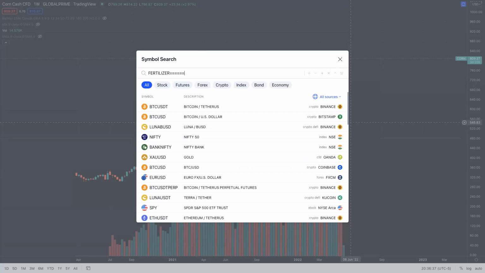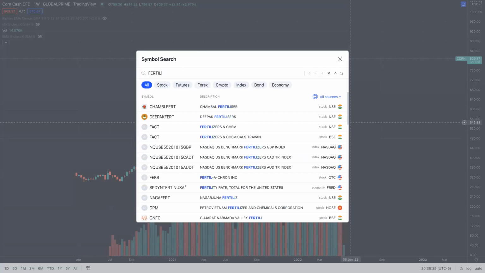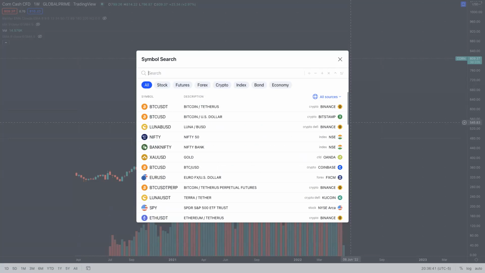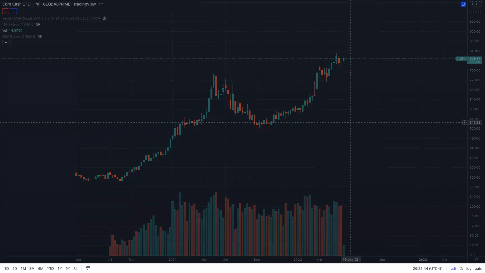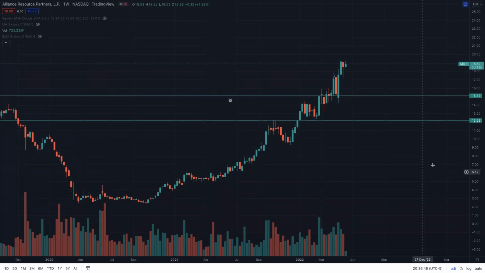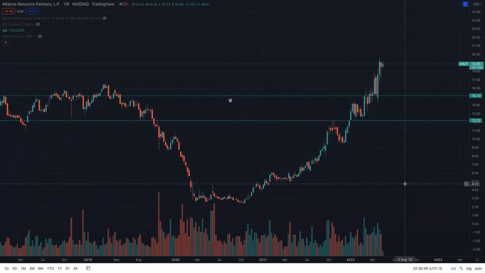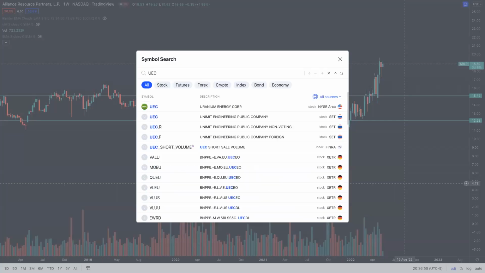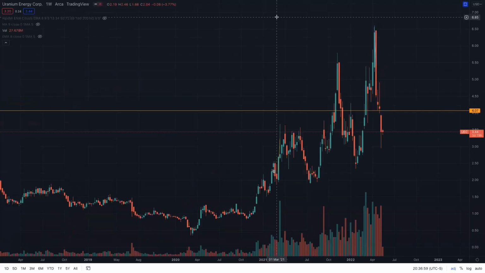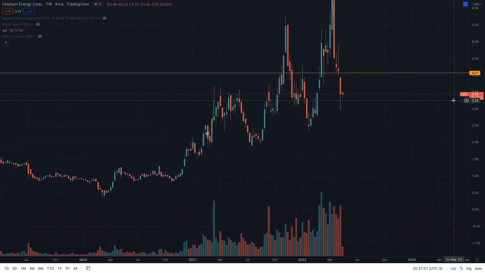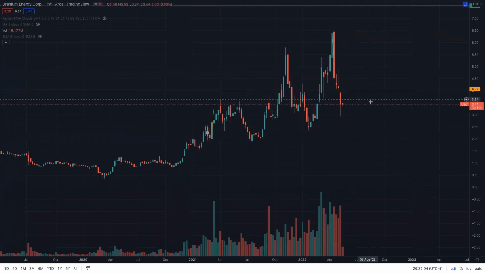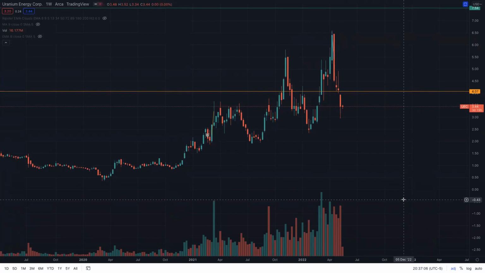I'm trying to remember what the ticker of the fertilizer company I saw was again. But another one, Coal, ARLP. I played this before. This is Coal. And then the other one I played before was Uranium, UEC. But it's actually been going down. Uranium, I played it to the upside, but it's actually been going down as of lately. But at the end of the day, these are commodities.